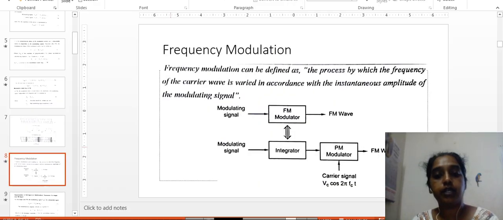Frequency modulation is a process by which the frequency of the carrier signal is varied in accordance with the instantaneous amplitude of the modulating signal. We have the modulating signal, FM modulator, and the FM wave. The modulating signal is sent to an integrator, and then it is sent to a phase modulator. We get the frequency modulated wave.